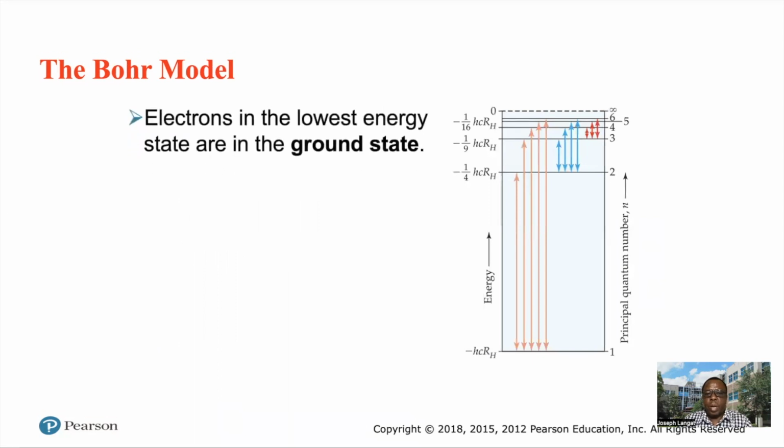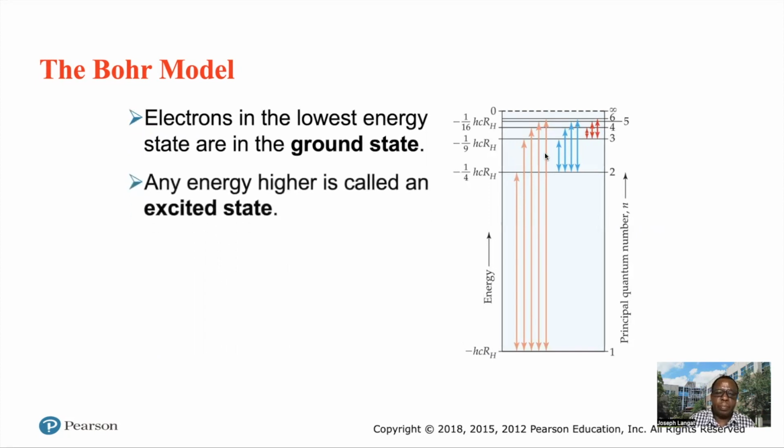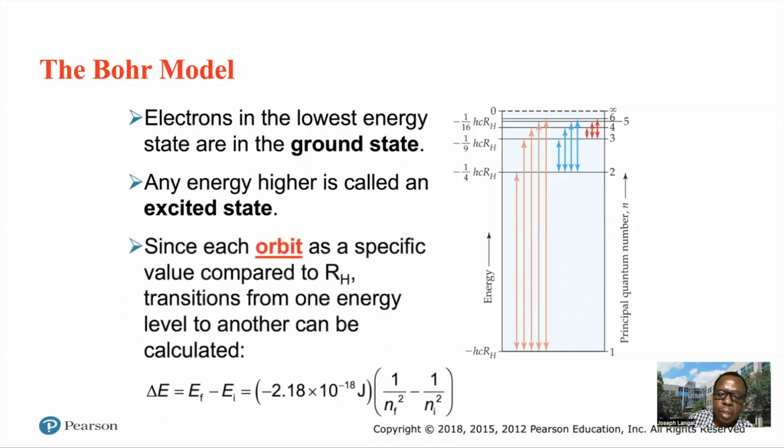We talked about the ground state. Ground state is where it was originally, level 1, level 2. We call this the ground state: the electron in the lowest energy level. But when it goes up, we talk about the excited state. Any energy level higher is called an excited state.